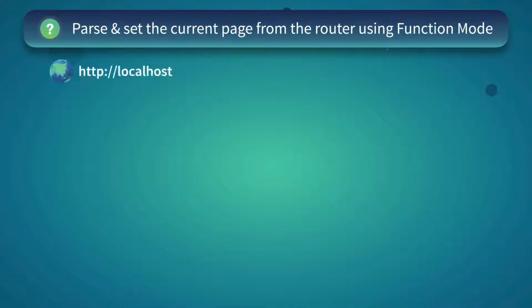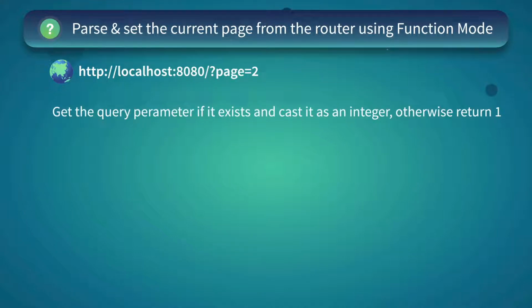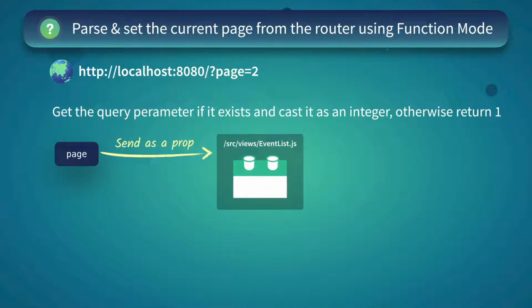Done with that step. Up next, we'll parse and set the current page from the router using function mode. If we want to see page 2, this is what our URL would look like. What we want to do here is get this query parameter if it exists and cast it from a string to an integer, otherwise default it to page 1. We'll then send in this page as a prop into our event list component.